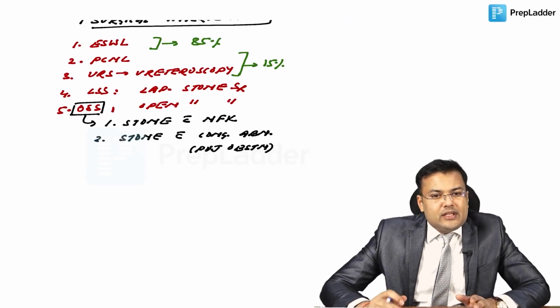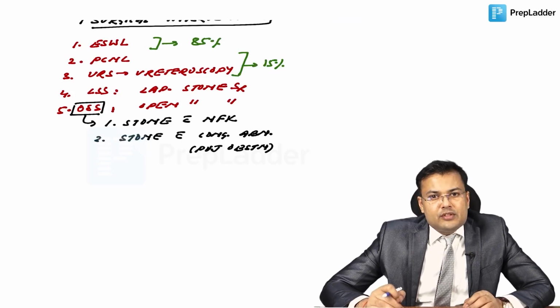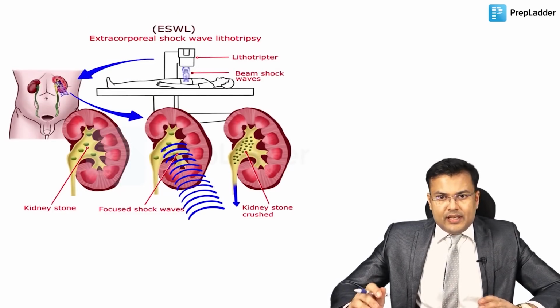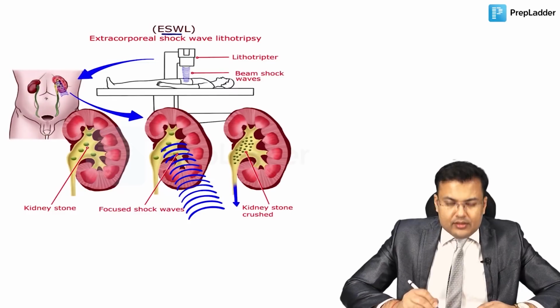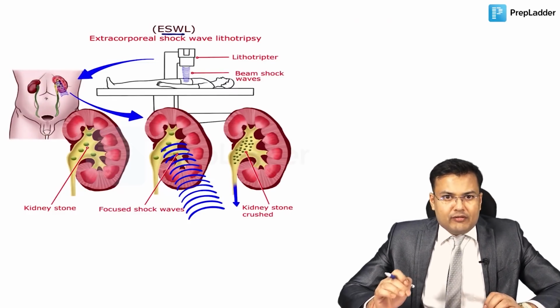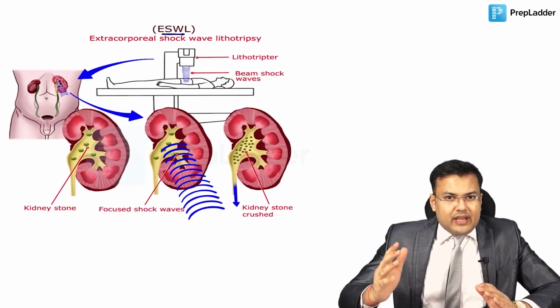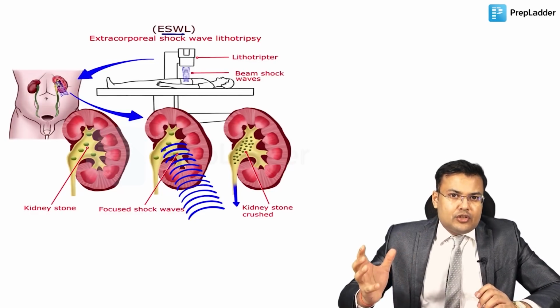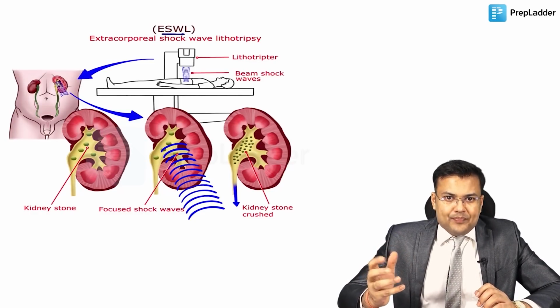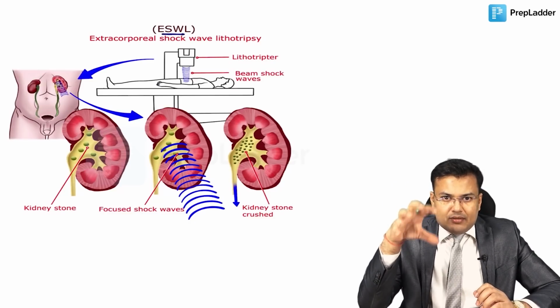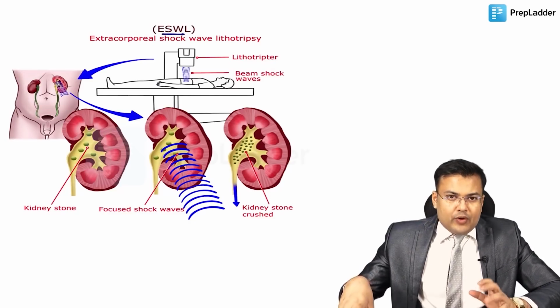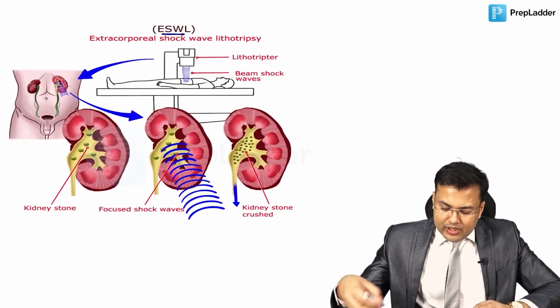Clear? So in these cases only we go for what? Open stone surgery. Now we are going to discuss ESWL. ESWL, the full form is extracorporeal shockwave lithotripsy. So the name is extracorporeal. It means the shock waves are generated outside the body, and after that these shock waves are focused inside the body.